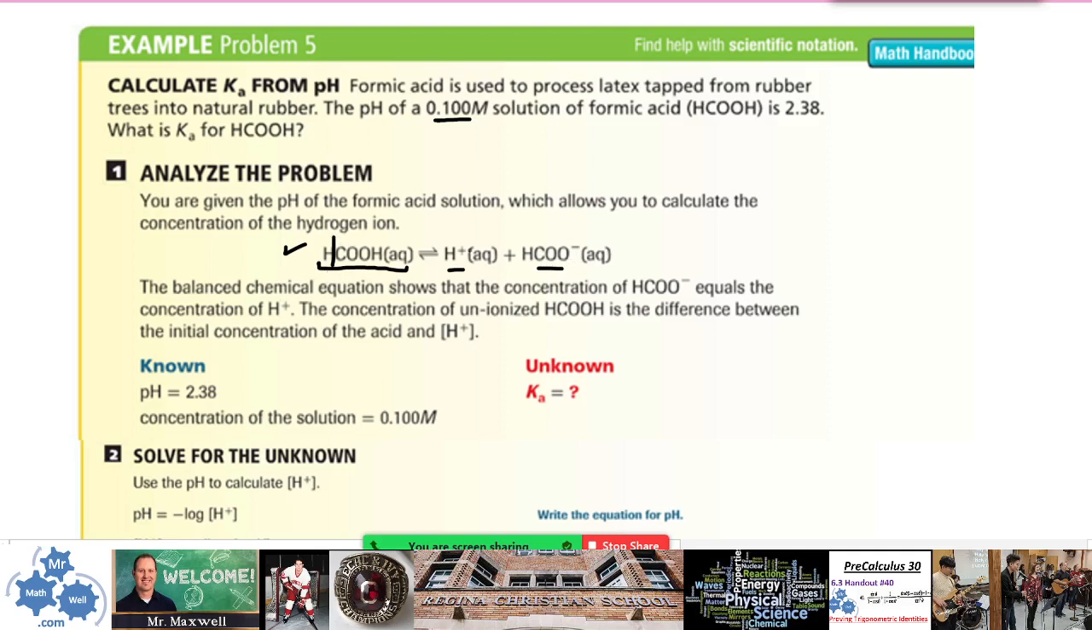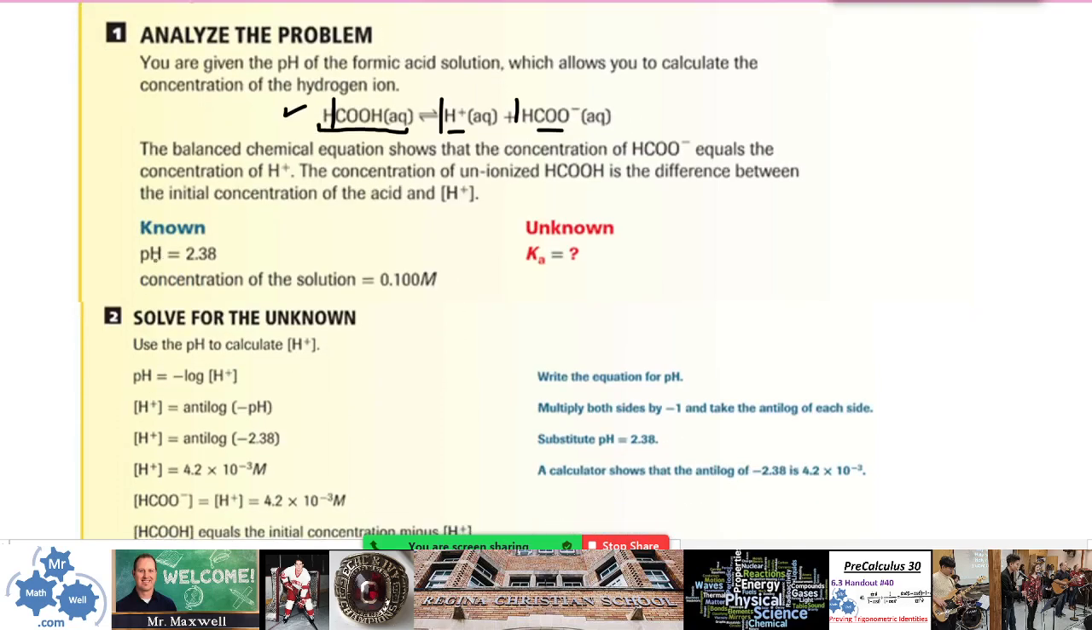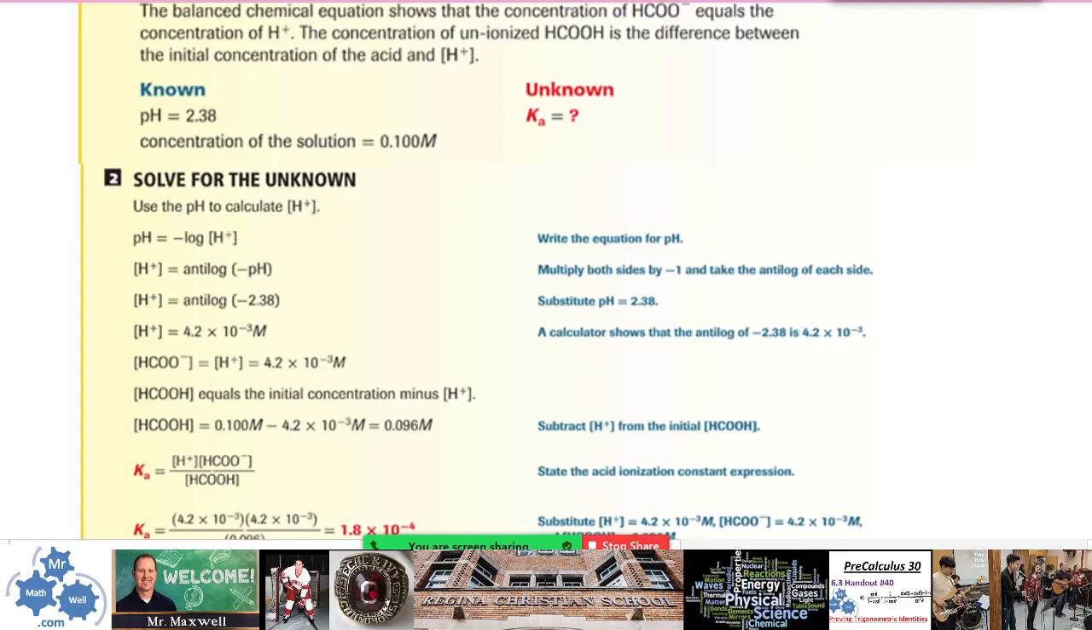It's also important to know it's a 1-to-1-to-1 ratio there. So the balanced chemical equation shows that this concentration equals the concentration of H+. So this is, like I said, 1-to-1 there. So the concentration of unionized HCOOH is the difference between the initial concentration of the acid and the H+ concentration. So if the pH is 2.38, the concentration is 0.1 molar. Let's solve for the unknown.